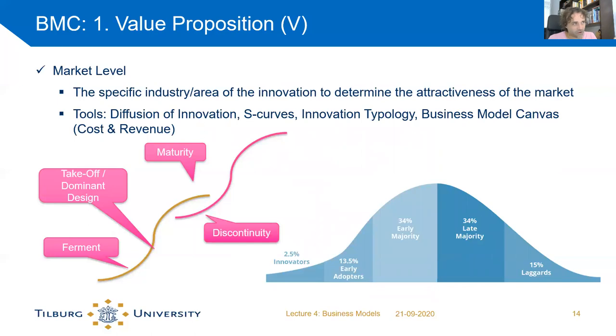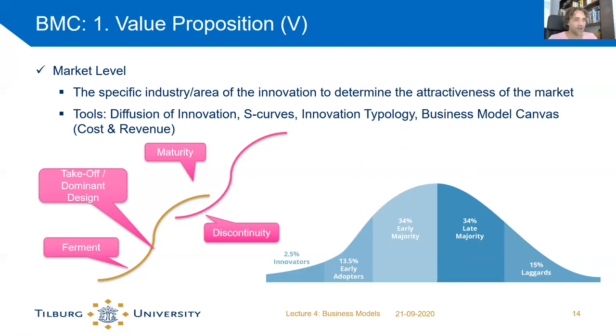Your value proposition must also, thirdly, relate to the market, the specific area of the innovation, to determine the attractiveness of the market. That's the reason why we talked about the whole diffusion of innovation process. If you have an idea, okay, maybe we could do this as an organization. If you, for example, make regular phones now, it may not be wise to invest in starting to make smartphones, because smartphones are in the laggard stage and are quite mature. So maybe you can invest in folding phones or virtual reality directly, because the market is quite full.